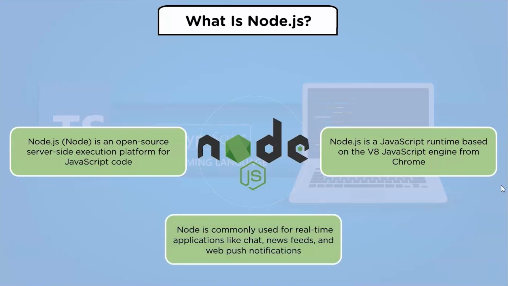Node is commonly used for real-time applications like chat, news feeds, and web push notifications because it allows for a persistent connection from the browser to the server. Current coding methods such as static typing and type checking are supported by TypeScript. It's designed to create complex and high-level applications. That's why having TypeScript as a primary language for supporting Node.js capabilities would be ideal. This also allows us to develop server-side apps with rigorous type checking, avoiding runtime errors and other issues, while maximizing Node.js capabilities.